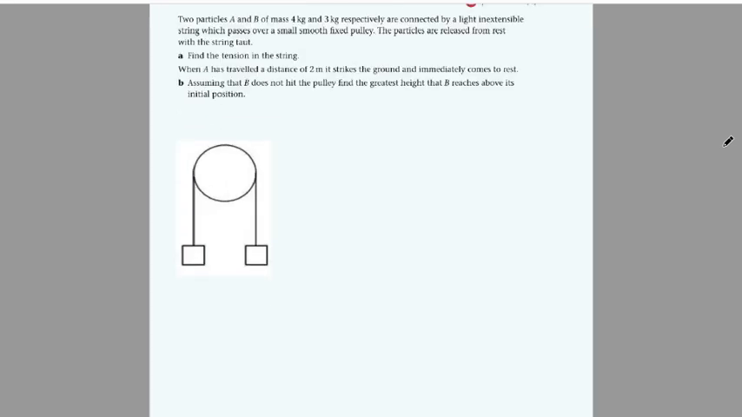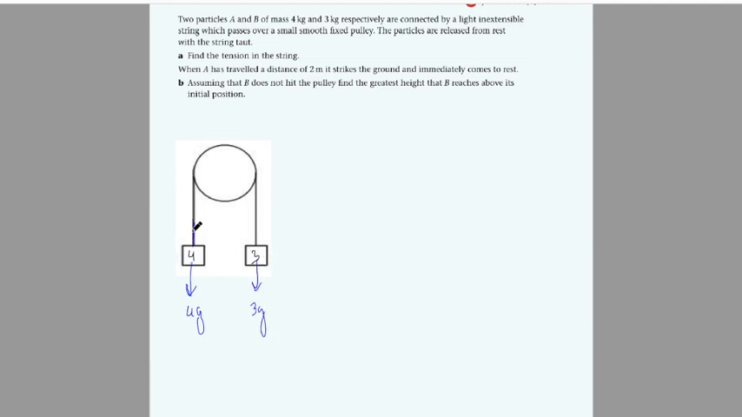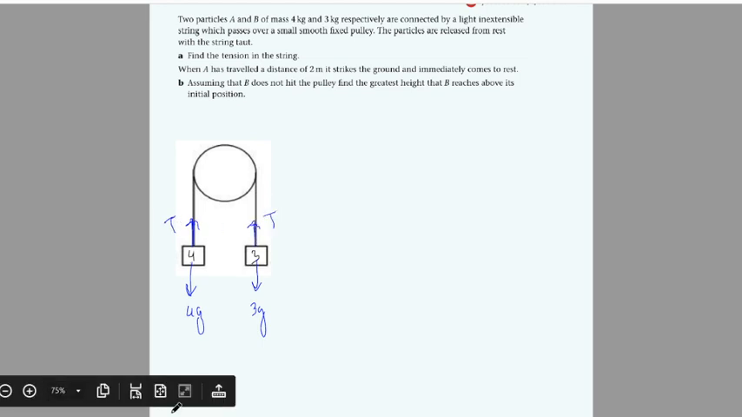We have two particles A and B. Masses are given 4g, 3g. So masses are 4 and 3 kg. So weights are 4g and 3g. Tension acts away from the body, so that's why tension is upward, and we need to find the tension.